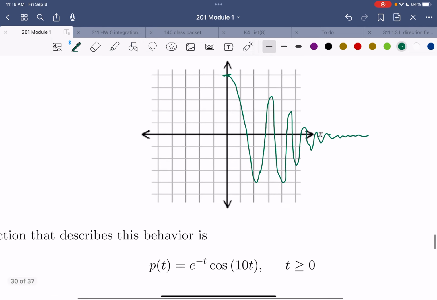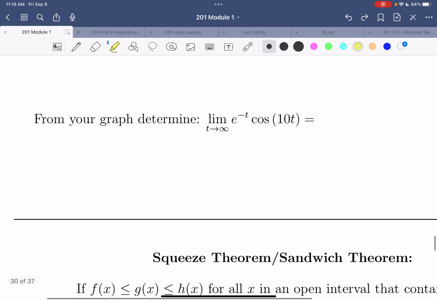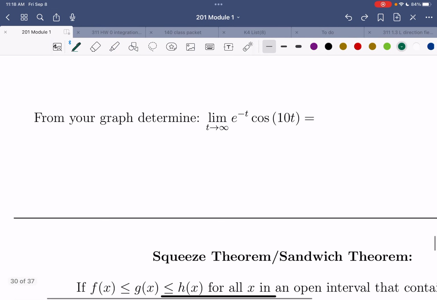So again, if we look at this graph and we follow our function as we head out to infinity, these numbers are approaching 0 from both sides. So when we look at the graph to determine the limit, this is going to be 0. Okay, so the question is, how can we do this without the graph?